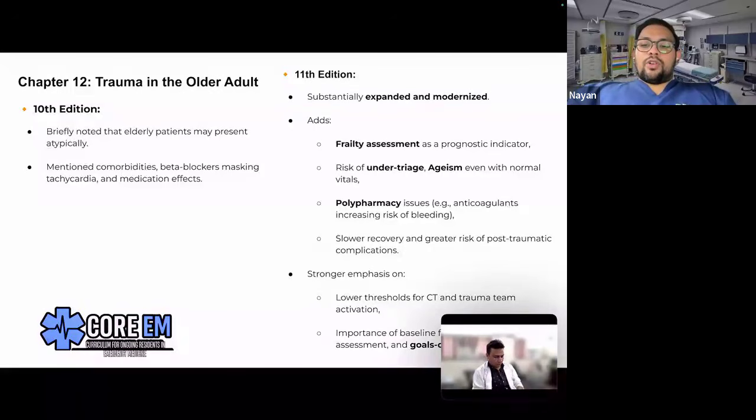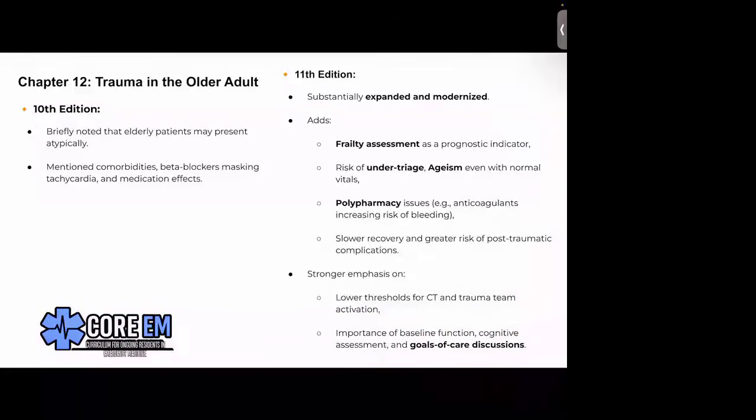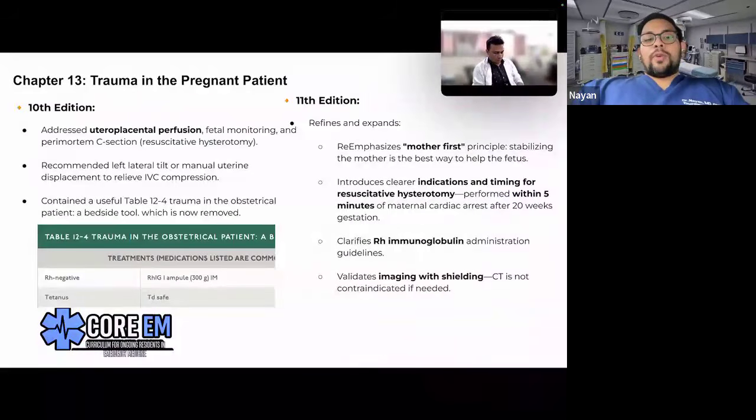Slower recovery and greater risk of post-trauma complications. There's a stronger emphasis on lower thresholds for CT and trauma team activation, and there is discussion on goals of care. Trauma in pregnant patient. In the 10th edition, we have seen there is uteroplacental perfusion, fetal monitoring, perimortem C-section, and recommended left lateral tilt. All of that we have seen.